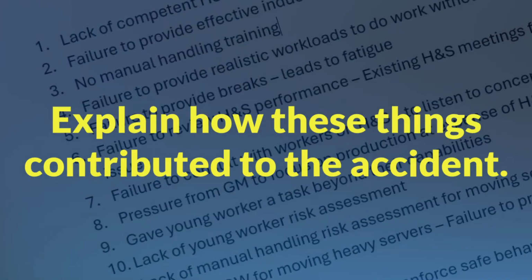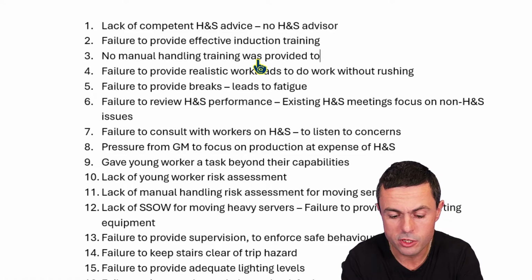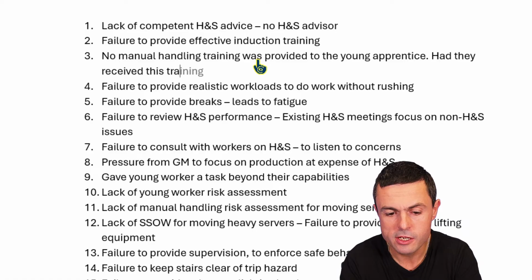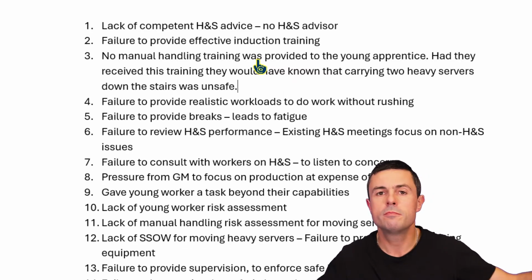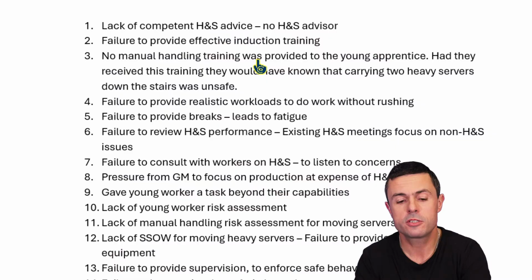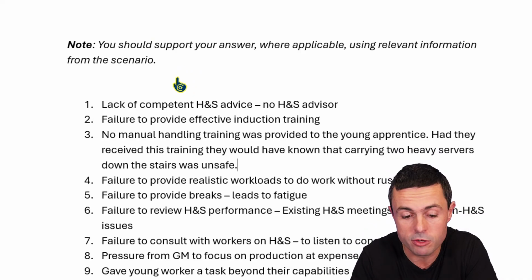So I could say something like, let's go for the manual handling training. No manual handling training was provided to the young apprentice. Had they received this training, they would have known that carrying 2 heavy servers down the stairs was unsafe. Okay, done. That's worth 1 mark. I've made my point, I've explained my point, and I've referred to the scenario as applicable. Because the question says you should support your answer where applicable using relevant information from the scenario.